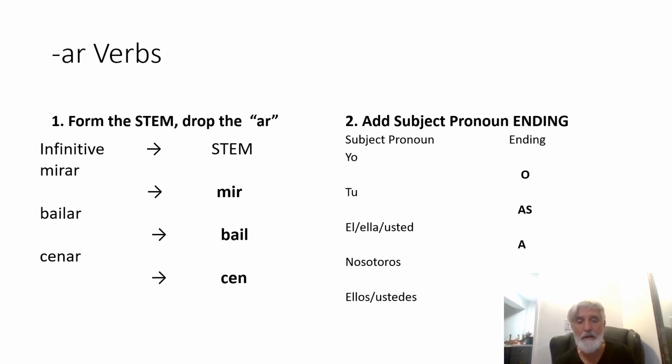Okay, and then these other two you may not be able to see, but what do I add on for nosotros? What ending? If I want to say we are doing something, and it's an AR verb. What is the ending? It's amos, A-M-O-S. And then finally, there's the other plural ending for they, ellos, or ustedes, you all. It'll be A-N. And this is very clearly explained in your book and elsewhere.